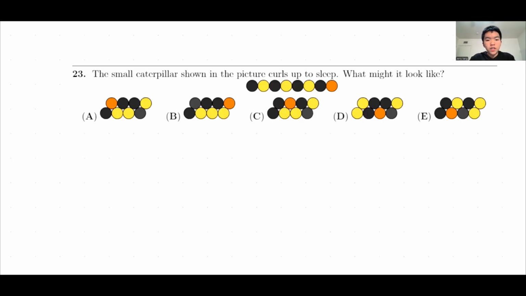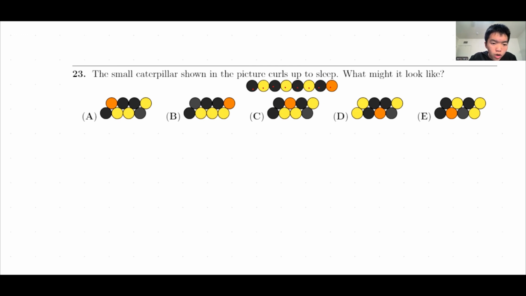All right, next up we got question 23. The small caterpillar shown in the picture curls up to sleep. What might it look like? And I've changed my pen color to red just so that we can see it on all of these colors. And what this is testing us on is the different patterns that we can recognize. So we know our pattern is going to be orange, black, yellow, black, yellow, black, yellow, black. So it starts on orange, ends on black, and it's alternating. Kind of like, think about it like a bee. So let's start with option A.